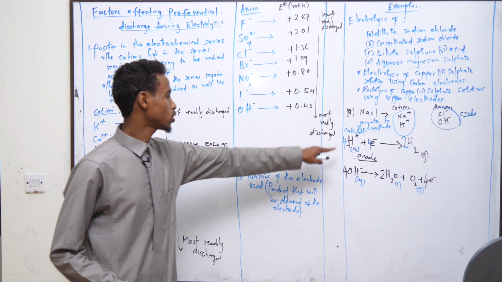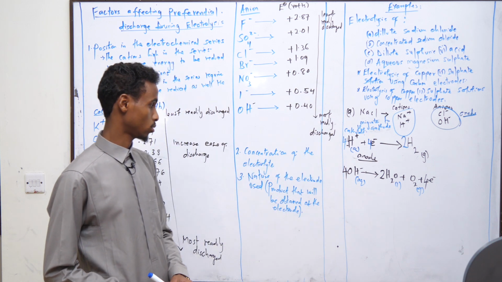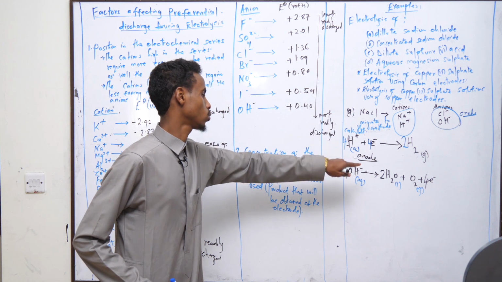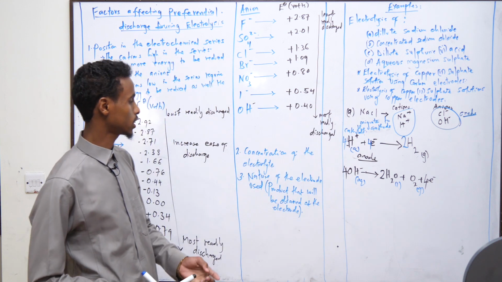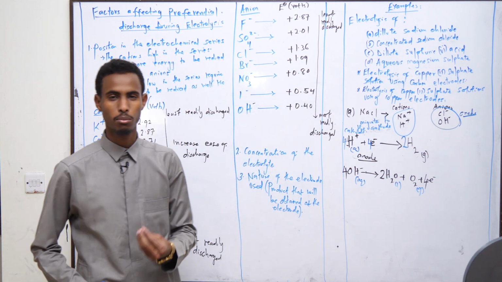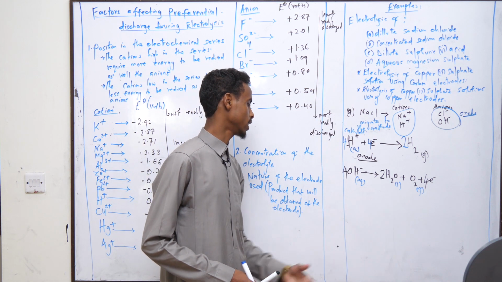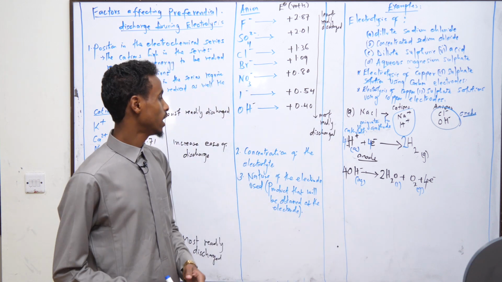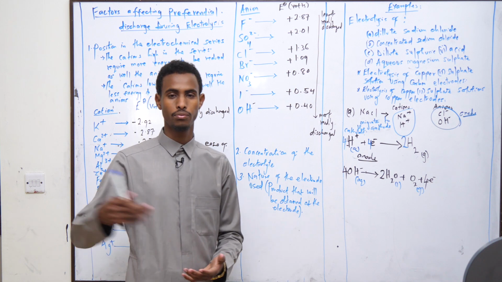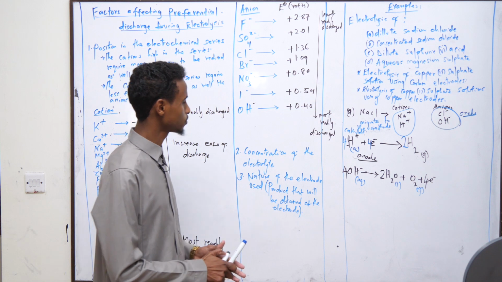The cathode is the positive electrode, while the anode is the negative electrode. Sorry, the cathode is the negative electrode, while the anode is the positive electrode. Now let's look at what will happen when concentrated sodium chloride, sometimes referred to as brine, is electrolyzed, and what will move to where and which one will be discharged preferentially instead of the other, and the reason for that.